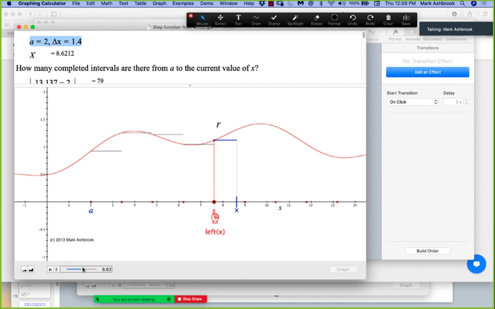So let's just go right here. So here A is 2. Delta x is 1.4, and we're at 8.6. Okay, so x is 8.6. And so I want you to tell me how many completed intervals for this value of x. How many completed intervals are there? And you can figure it out however you want. Any way you can figure it out, how many completed intervals do we have?